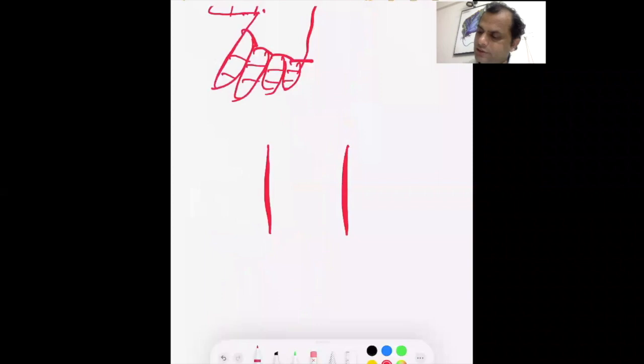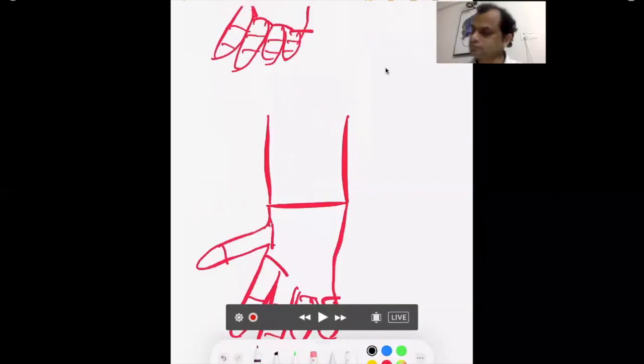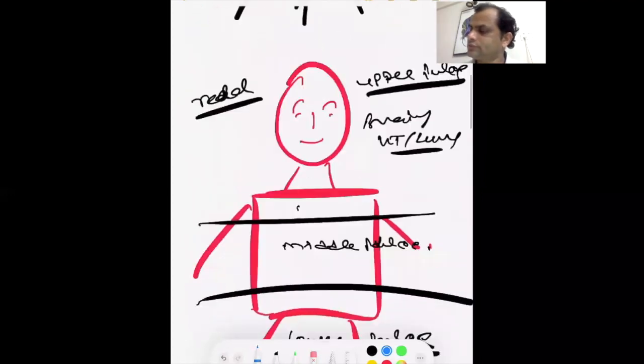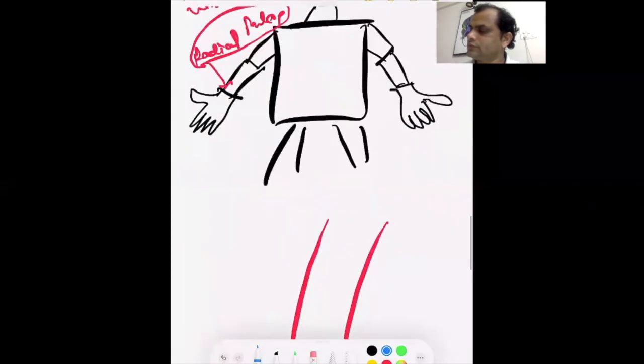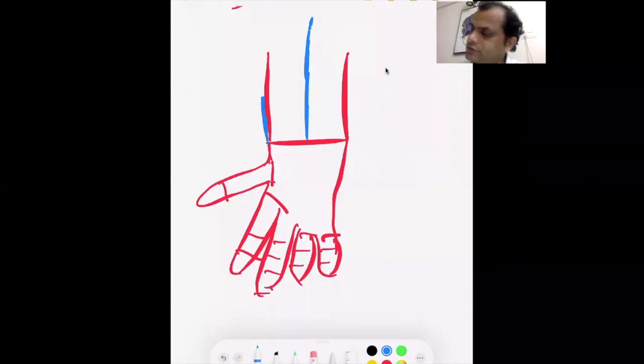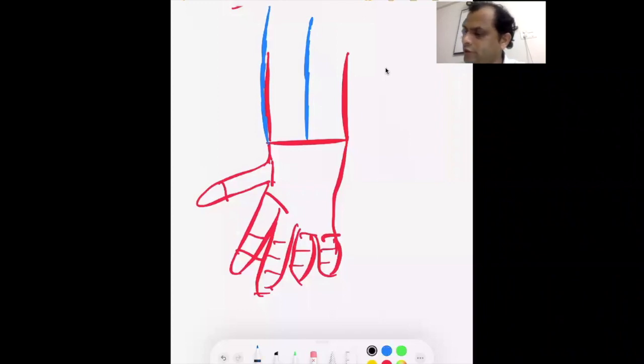हमारा अगर यह रिस्ट है, this is the wrist. If we see the wrist, so this is the center part of the arm, and this is the side part of the arm. In between this area, this is the pulse area where we check the pulse.